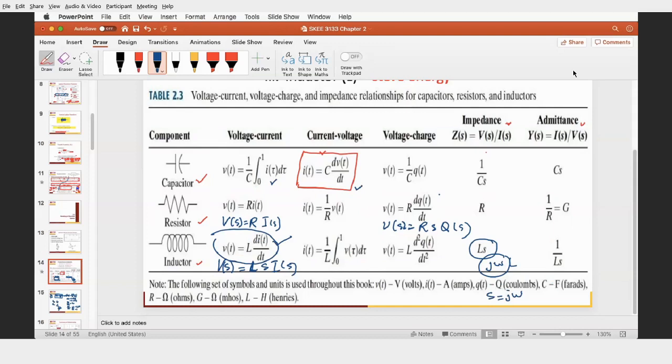Okay, so the unit is still the same. V is voltage, A is ampere, Q is charge in coulomb, farad, ohm, and H is henry.